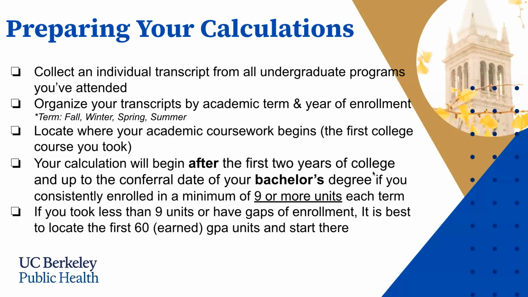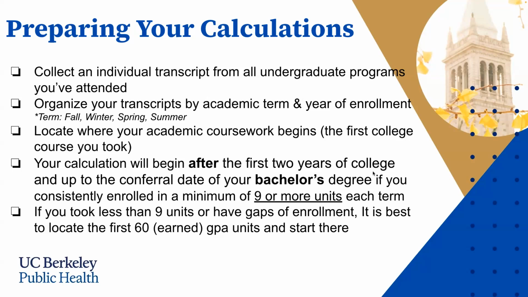Preparing your calculations, it's getting more exciting. You want to collect an individual transcript from all the undergraduate programs that you've attended. You'll organize your transcripts by academic term and year of enrollment. A term would mean fall. In some cases, if you're on a quarter system, you would include winter, spring, and summer. To differentiate again, usually when you're in a semester-based program, you are enrolled in fall, spring, and summer. But on a quarter-based system, it would be fall, winter, spring, and summer.